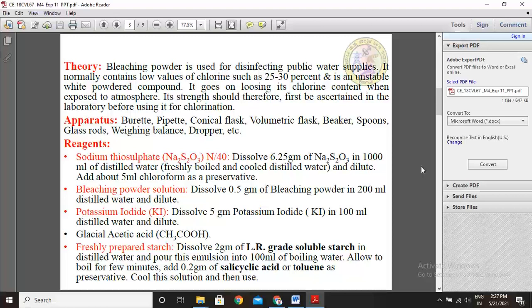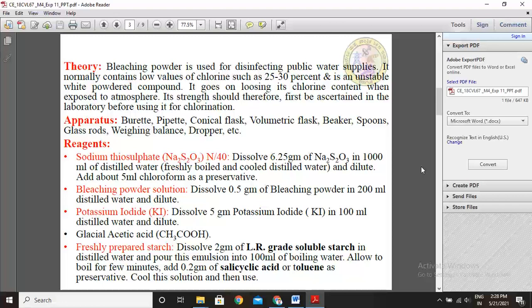Next, to prepare the bleaching powder solution. How to prepare the bleaching powder solution? Here the steps are given. Dissolve 0.5 gram of bleaching powder in 200 ml distilled water and dilute. This is the procedure for preparation of the bleaching powder solution.